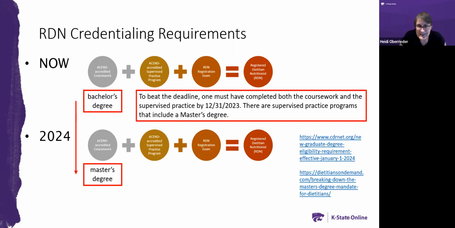To beat that deadline, last year, there were some students that probably could have still gotten through without a master's. I doubt if you're just starting the bachelor's right now that you'll be able to beat that deadline, because you'll need to finish all of the coursework here at K-State for the BS in Dietetics in time to do the internship. So you probably need to finish all your coursework at K-State by December of 22. Well, guess what? That's a few months away. So likely not going to happen. And so likely most of you will have to do the internship that has the master's degree with it.